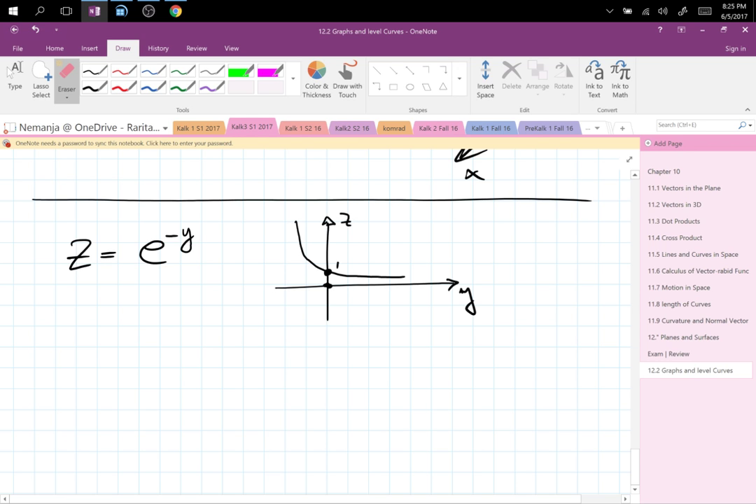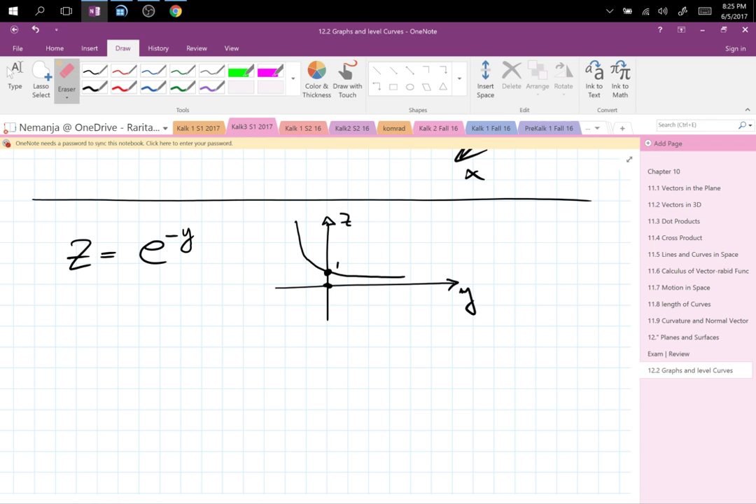So when you look from the side, you see exponential function. When you look from the front, it's just going to be infinitely wide ramp for skating or whatever. So look from the side, exponential function. Look from the front, infinitely wide, because x is not mentioned in the equation.